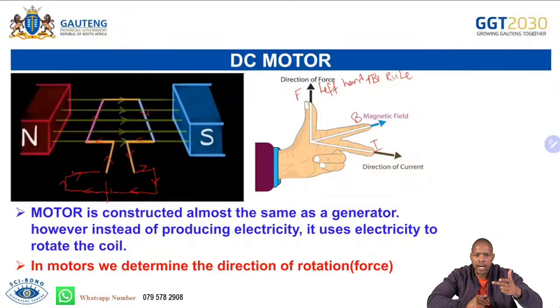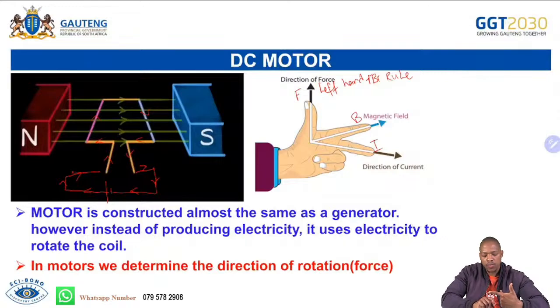We'll always know the direction of the current. So let's determine the direction of the rotation here. Let's first follow the direction of the magnetic field, north to south. Here's the north to south here, right? Where is the direction of the current going here? The direction of the current goes into the page.